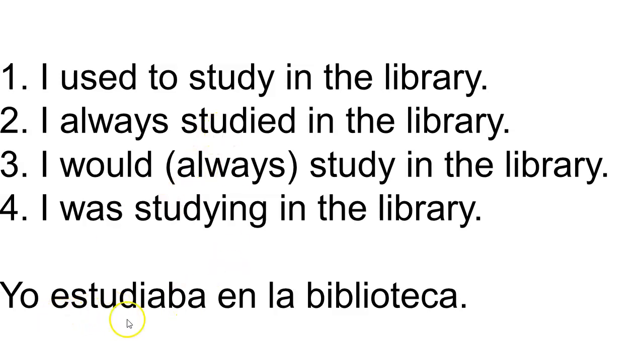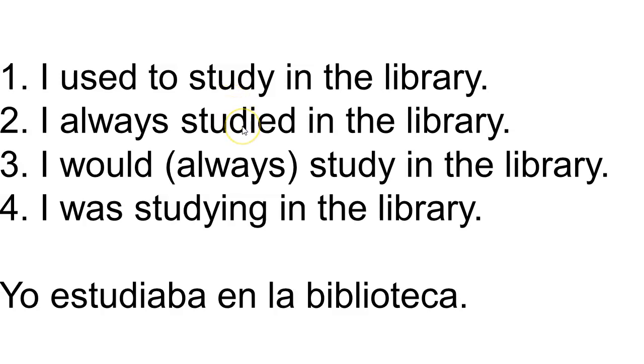So let's take a look at the meanings we get in English. 1, 2, and 3 are basically the exact same meaning. We just have three different ways of wording this in English. So yo estudiaba en la biblioteca means I used to study in the library. When you say used to, it means you did it over and over at some time period in the past. We can also say I always studied in the library. Notice that this is studied, the preterite in English actually. But when we use always, it implies over and over again. So I always studied and I used to study mean exactly the same thing here in this context.